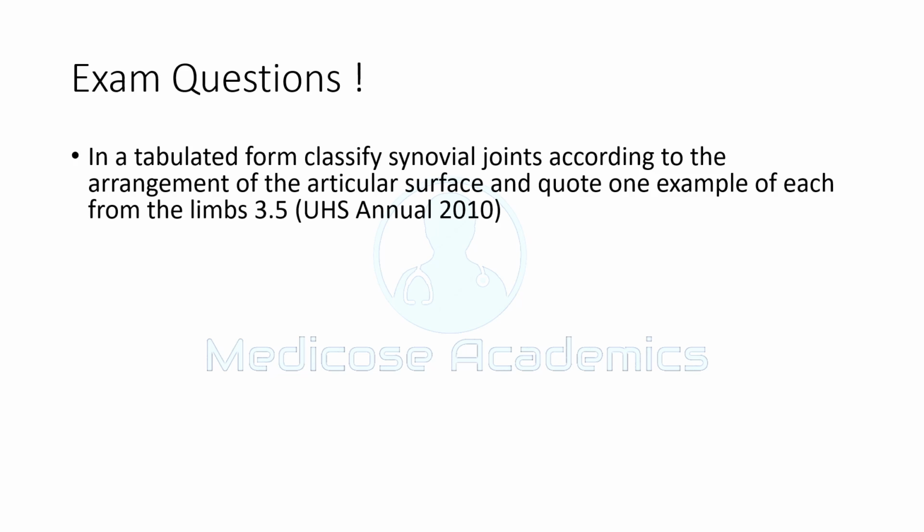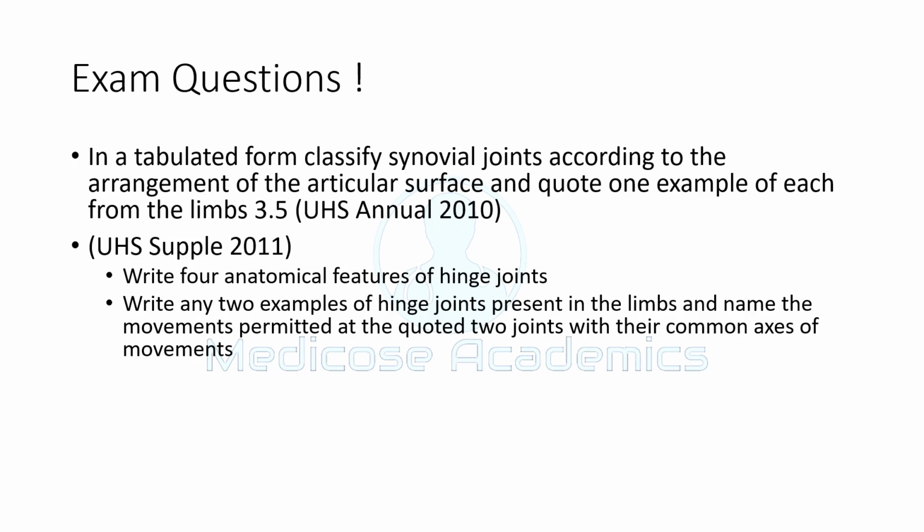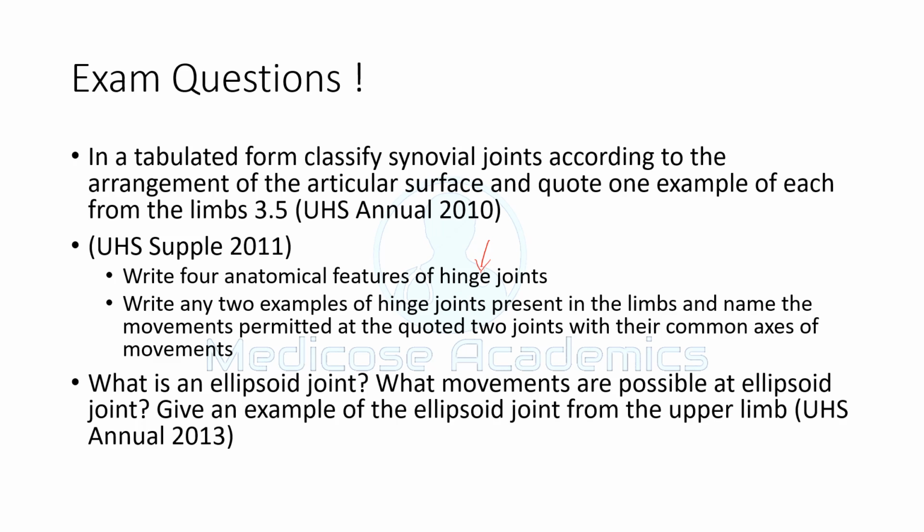In tabulated form, classify synovial joints according to the arrangement of articulating surfaces and quote one example each from the limbs. So this is the whole of the discussion of all the classification that we did on the basis of the shape of the bones. Four anatomical features of hinge joint: don't forget to read hinge joints in detail, and any two examples of hinge joint present in the limbs, and name the movements permitted in the quoted two joints with the common axis of movement. What is an ellipsoidal joint? What are the movements possible at an ellipsoidal joint? Two movements are possible, around two axes, and give an example of a joint from the upper limb, that is the joint at the base of the thumb.